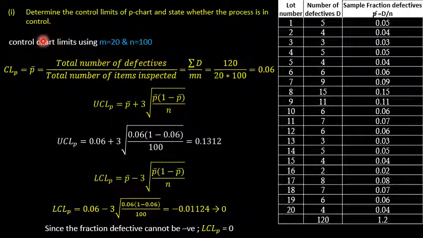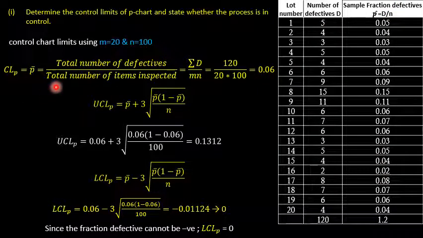So the first part of the question is to determine the control limits of the P chart and state whether the process is in control or not. First we prepare the table. In this table the first and second columns are already given in the question. The total number of lots is 20, that is m equal to 20, and the sample size is 100. With the help of this we can calculate the third column, the sample fraction defective. P cap is equal to D by n, where D is the number of defectives and n is equal to 100. So we calculate P cap.